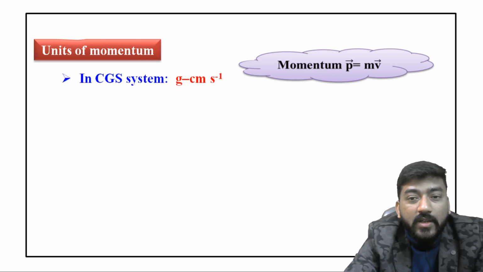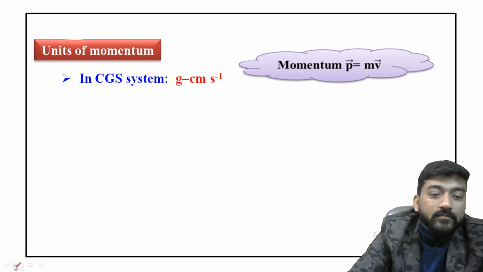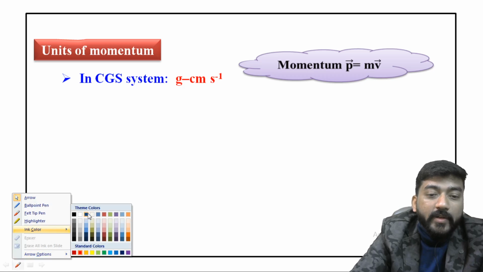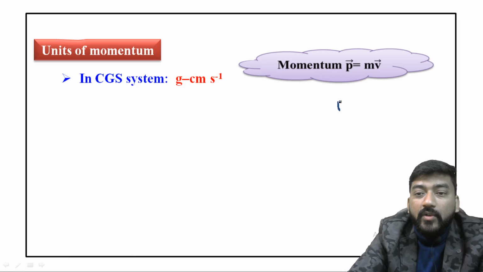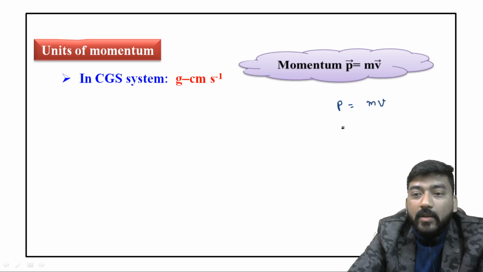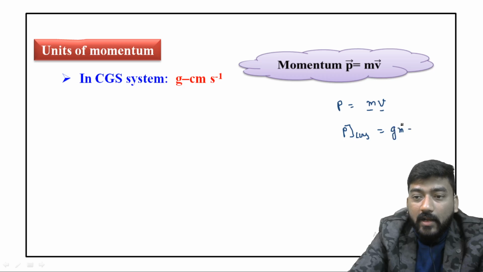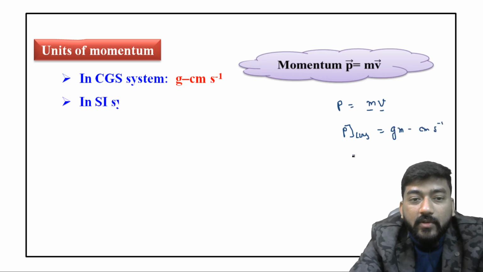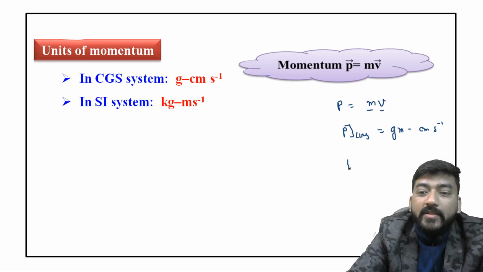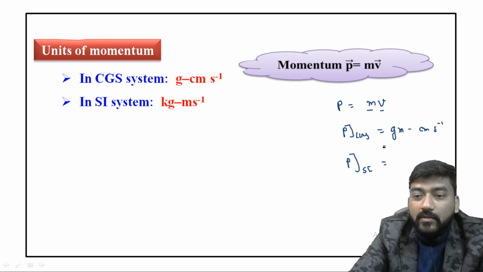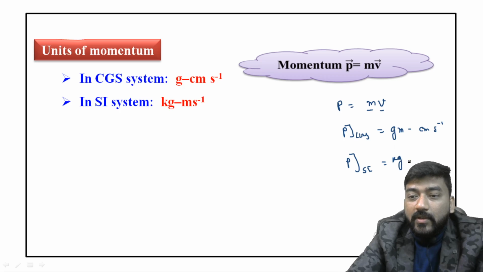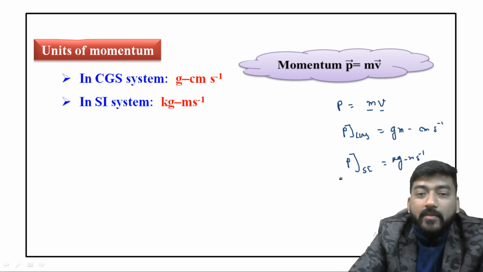Okay, so now what is the unit of momentum? Here p is equal to mv. So the CGS unit of p is the unit of mass times the unit of velocity. The unit of mass is gram, and the unit of velocity is centimeter per second, so it will be g cm s^-1. Similarly, in the SI system, the unit of m is kg and the unit of v is meter per second, so it will be kg m s^-1.